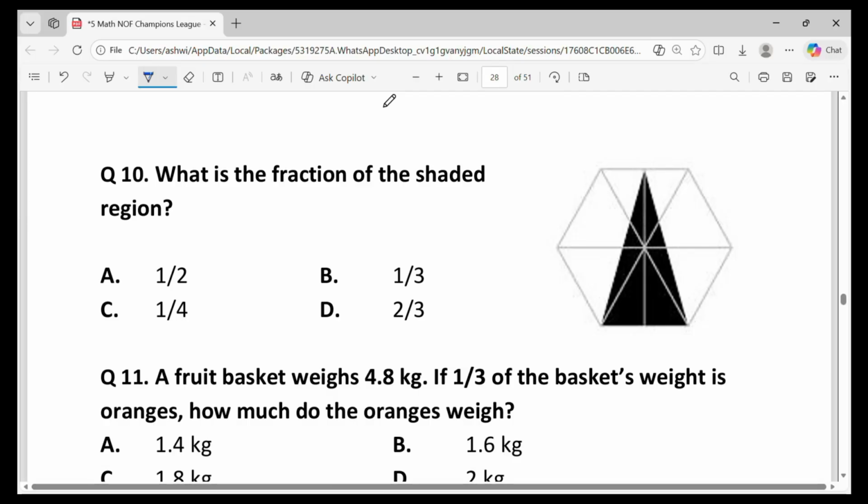Question 10. What is the fraction of the shaded region? The fraction of the shaded region is 1 by 3. That is option B.